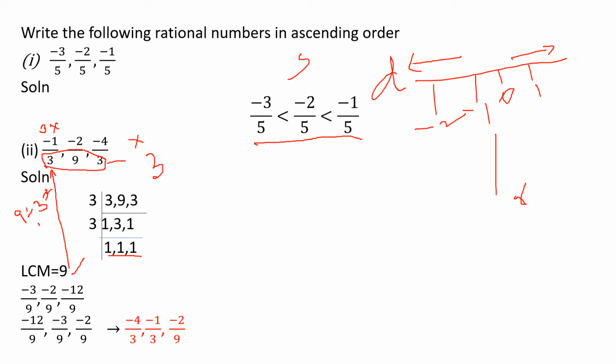So here minus 12 is the smaller number, right? This is smaller. The second we will be writing minus 3 by 9 and the third one is minus 2 by 9. So we have written, then we rearrange this question. So minus 12 by 9 means minus 4 by 3, right? So this will be the first term. Next, minus 3 by 9 means minus 1 by 3. So this is the second term and this is the third term.